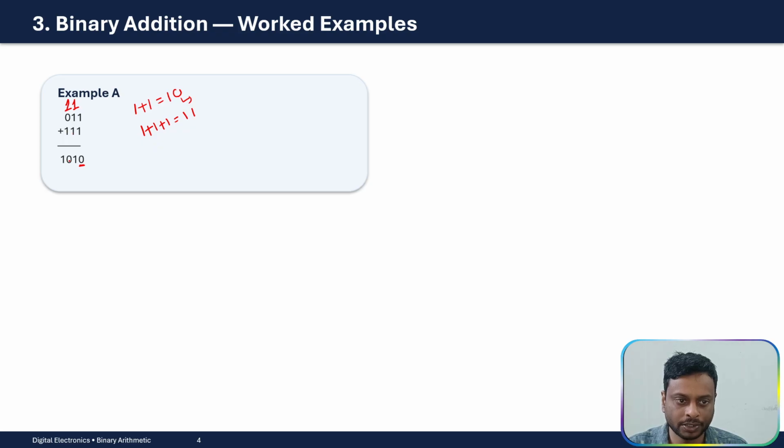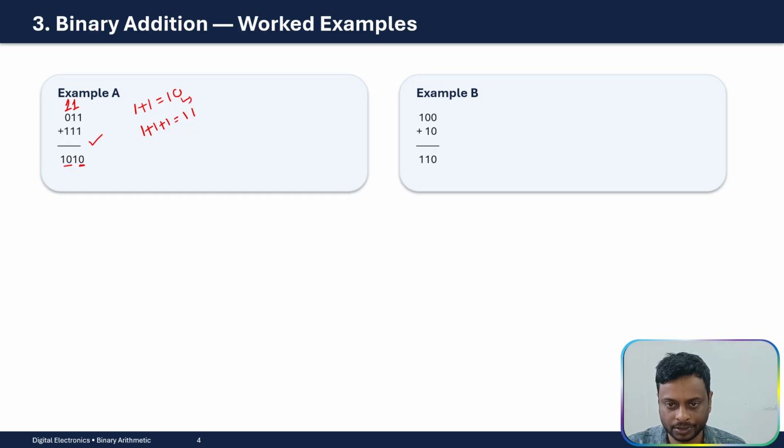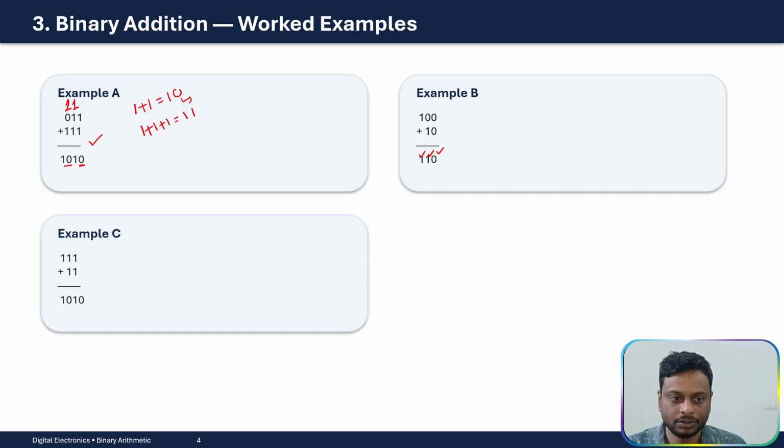And 1 plus 1 that will be 1. Okay. So this is our result of that addition. Similarly, for example, in this example you can see 0 plus 0 that is 0. Then 0 plus 1 that will be 1. Then 1 that will be 1. Okay. So this is our example C, that is the 1 plus 1.